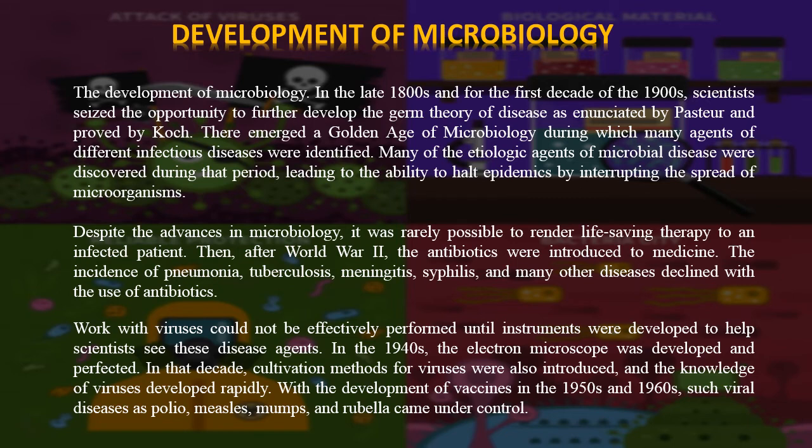Despite the advances in microbiology, it was rarely possible to render life-saving therapy to an infected patient. Then after World War II, antibiotics were introduced into medicine, and the incidence of pneumonia, tuberculosis, meningitis, syphilis, and many other diseases declined with the use of antibiotics. Work with viruses could not be effectively performed until instruments were developed to help scientists see these disease-causing agents, and in the 1940s the electron microscope was developed and perfected. In that decade, cultivation methods for viruses were also introduced and knowledge of viruses developed rapidly. With the development of vaccines in the 1950s and 1960s, such viral diseases as polio, measles, mumps, and rubella came under control.